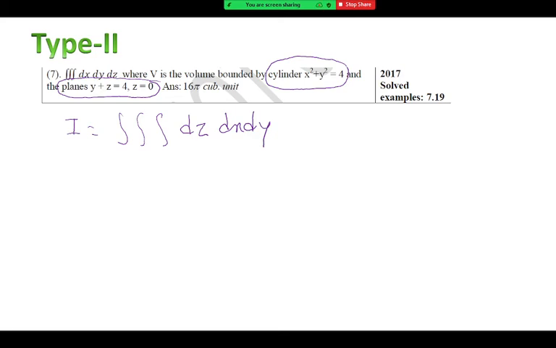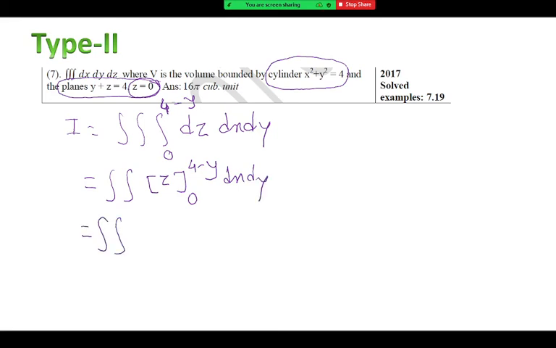You can see it easily. What is the value of z you are looking for in the equations? Zero. One limit is z equal to 0, and the other is z equal to 4 minus y. These become the limits for z. Integral of dz is z, from 0 to 4 minus y, dx dy. This converts it to a double integral of 4 minus y dx dy on the region R.